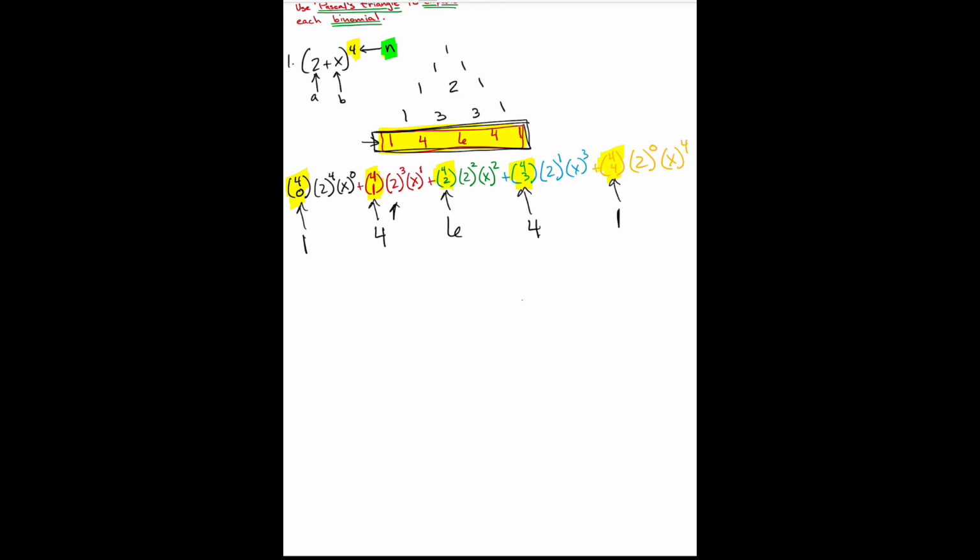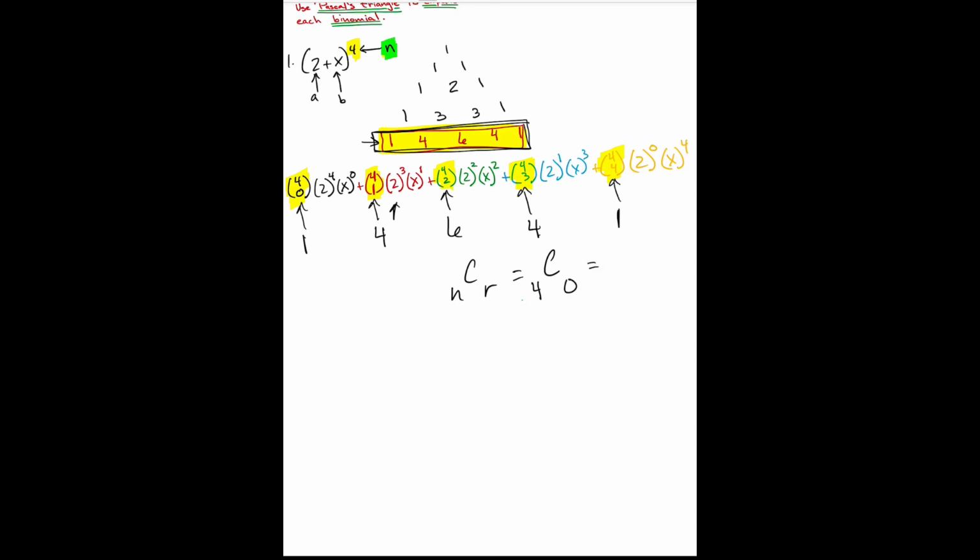All right, so binomial theorem, here is the general form of it: C, n choose R. My n, if you recall, is the 4, and then my R is the bottom number, so in this case it would be n choose R, 4 choose 0.